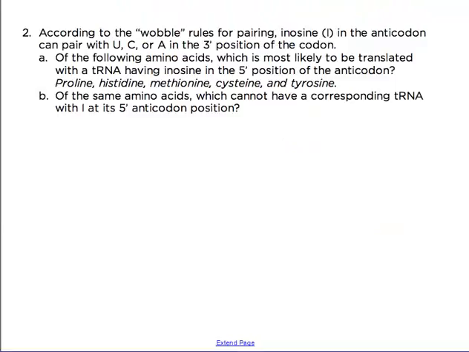Problem 2. According to the wobble rules for pairing, inosine (I) in the anticodon can pair with U, C, or A in the 3' position of the codon. Of the following amino acids, which is most likely to be translated with a tRNA having inosine in the 5' position of the anticodon? There are 5 amino acids here, and they're going to ask us about them again in Part B, so let's write them out: proline, histidine, methionine, cysteine, and tyrosine. We're going to look at our genetic code chart and see the normal codons that encode these amino acids.